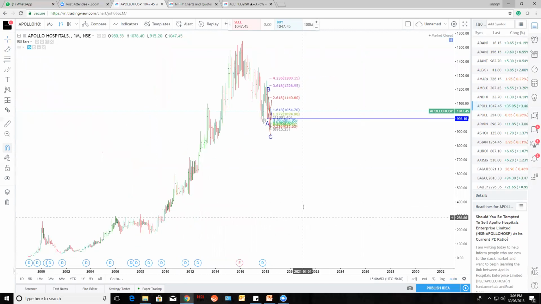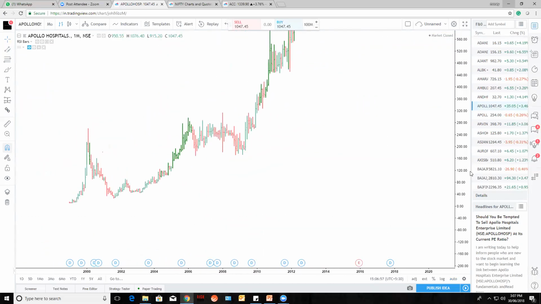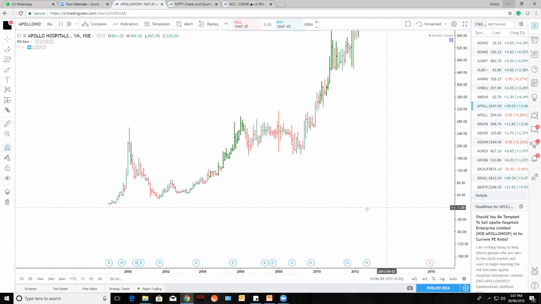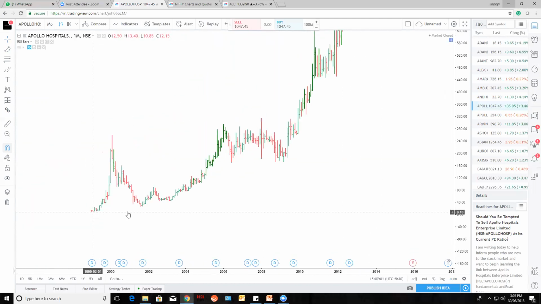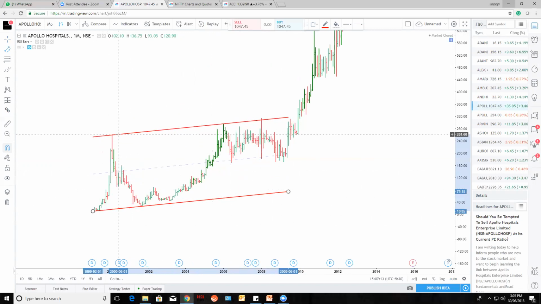Okay. To draw the channel, let's say from here we are drawing the channel. We require 2 points. This is one lower point and a second lower point, and this is a high point. Just take the channel, connect the first low to the second low, and draw it further. This will become your channel. Lift it to the next high. So this is your big channel.